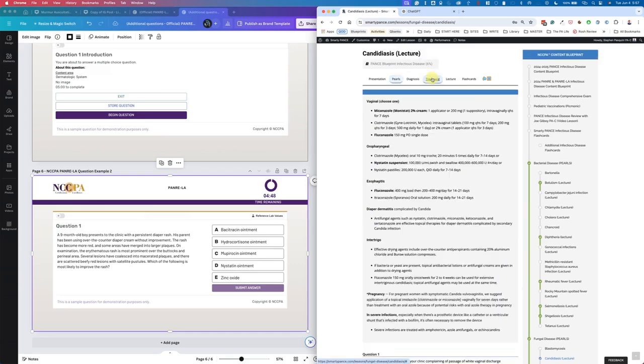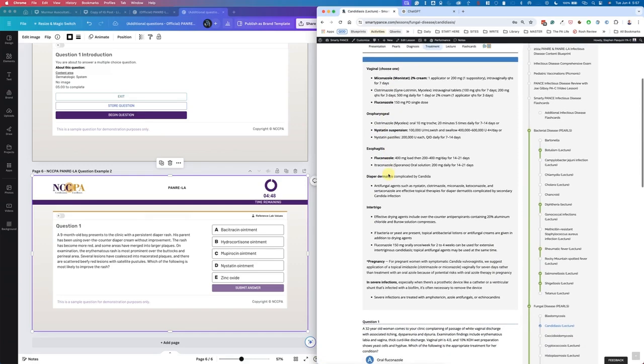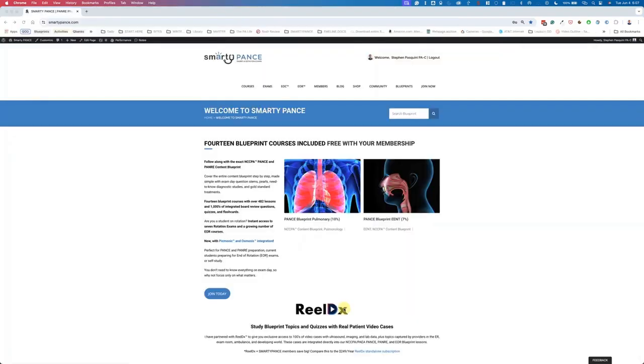So let's go ahead and look at the treatment options. We'll go ahead and find the appropriate section here. And here we are at diaper dermatitis complicated by candida. Look at the treatment options: nystatin, clotrimazole, miconazole, ketoconazole. Let's look over here. Which one fits? There we are. The answer is nystatin. So there you have it. There is a not so brief but detailed demo of how I use Smarty PANCE on my PANRE-LA.